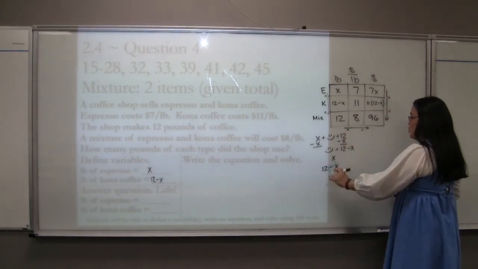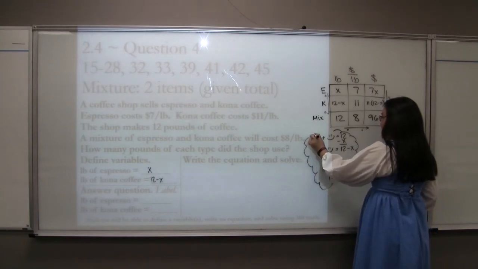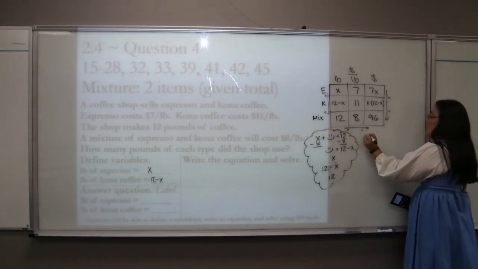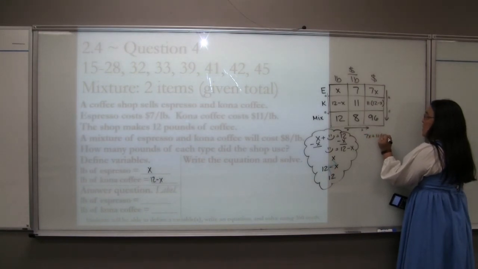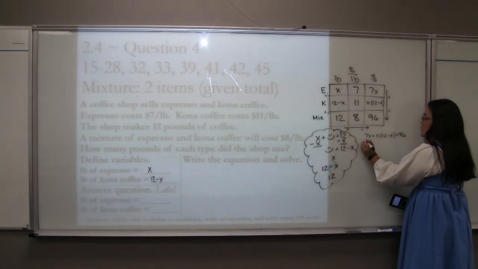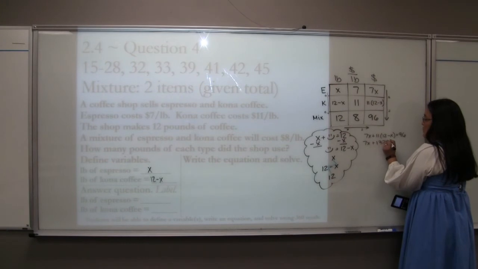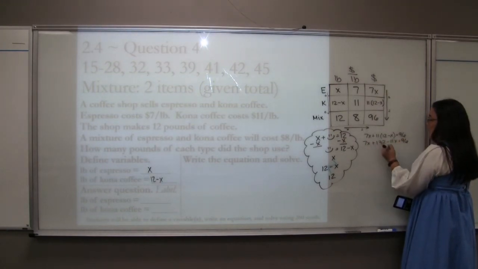You do not have to show this work if this makes sense. If this helps you, please use that. So our equation is 7x plus 11 times 12 minus x equals 96. We're going to use the distributive property: 7x plus 132 minus 11x equals 96, combining like terms.